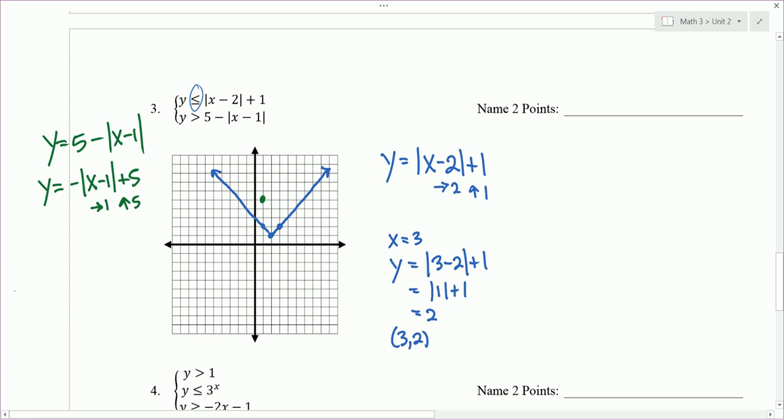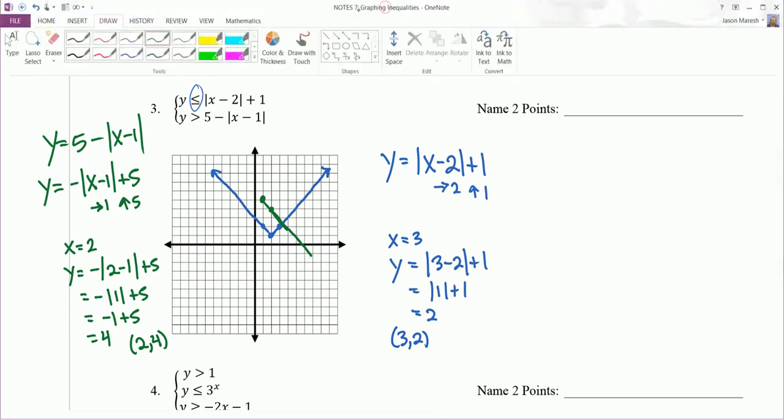Let's get a second point to get this shape here. So plug in x equals 2. And we end up with negative 1 plus 5, which is positive 4. So we plugged in a 2, got 4, (2, 4). It's right here. So this V is pointed down.